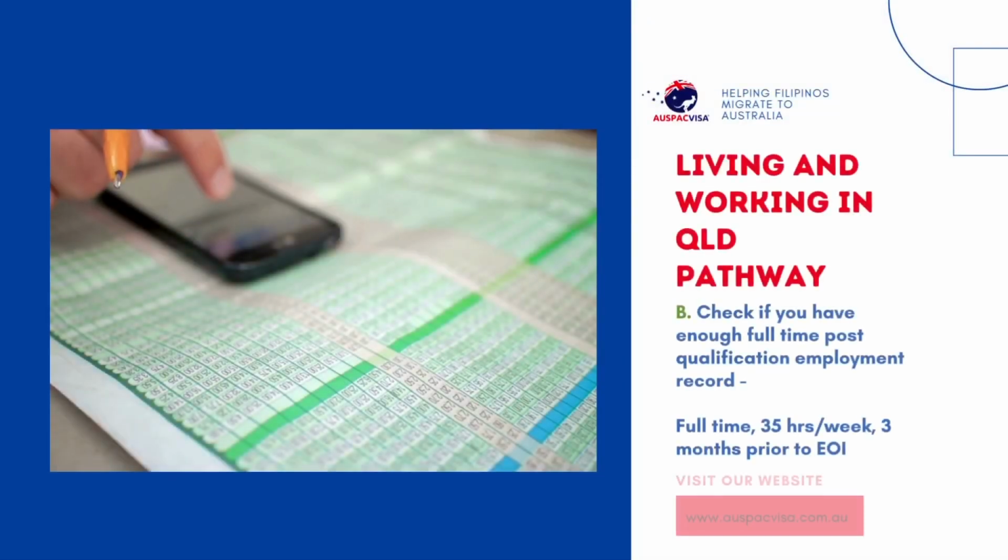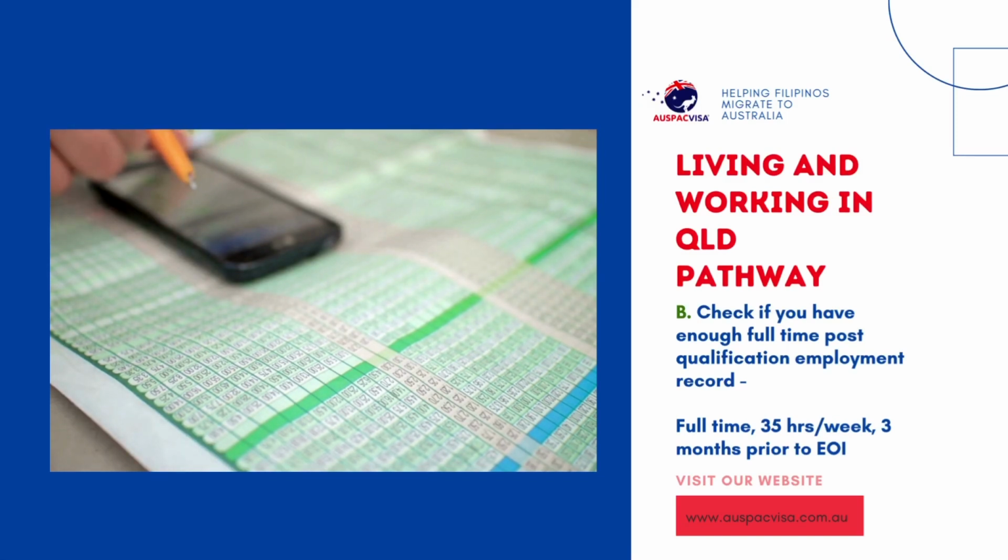The second thing that you need to do is to check if you have enough full-time post-qualification employment record. If you are lodging an EOI for the 491 visa, you must be living and working in regional Queensland in your nominated occupation for the past 3 months immediately prior to EOI submission.